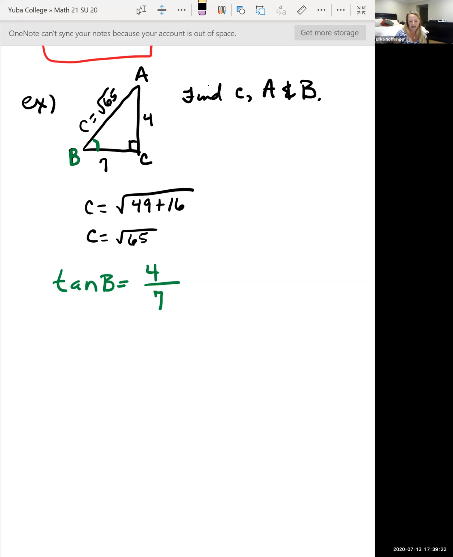So we're going to now figure out what B is. We were looking at last week, if we had some angle that we were trying to get and we didn't know it, we could take the tan inverse of both sides. So I'm looking at the tan inverse of tan B is equal to tan inverse of 4/7.